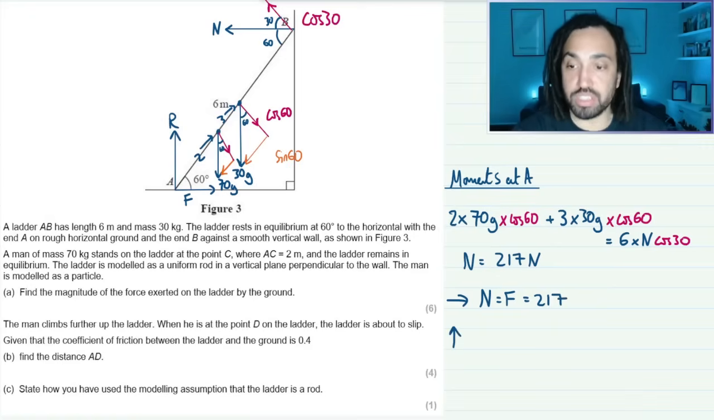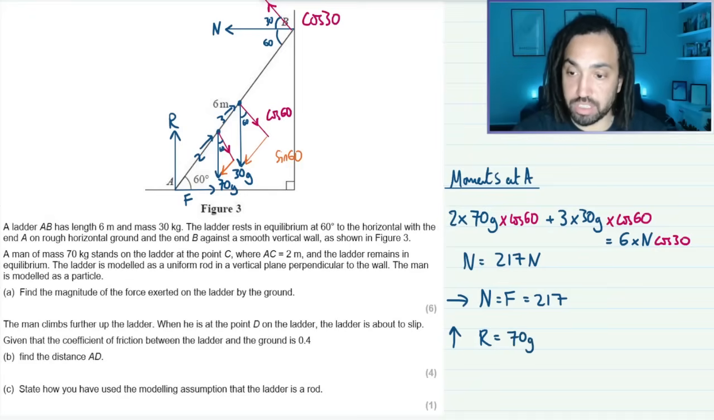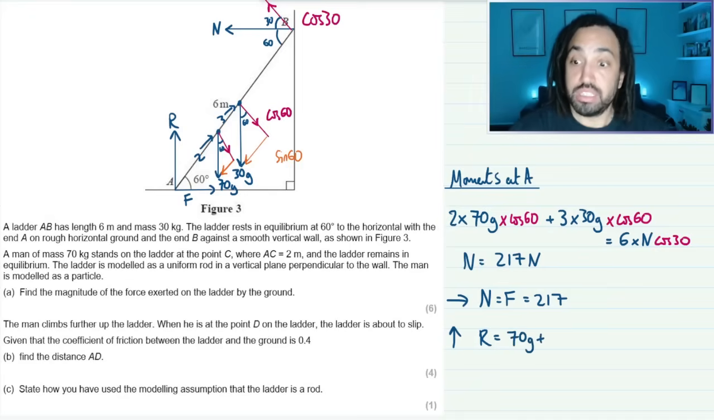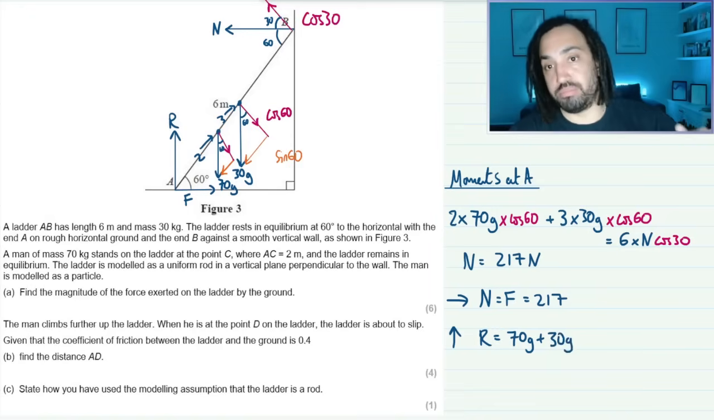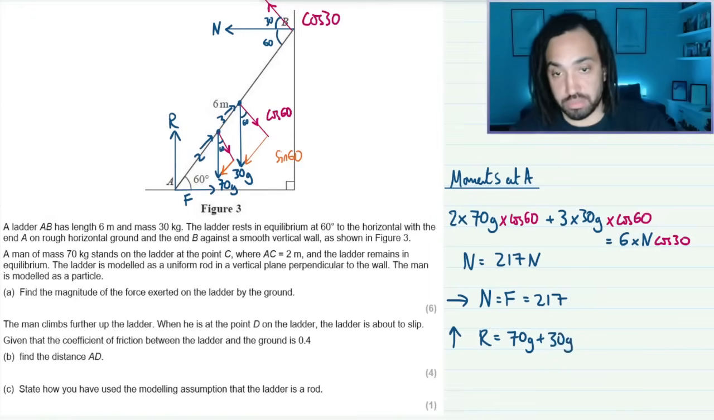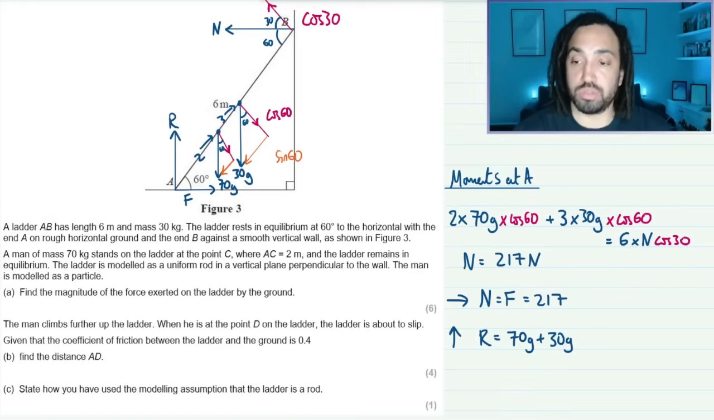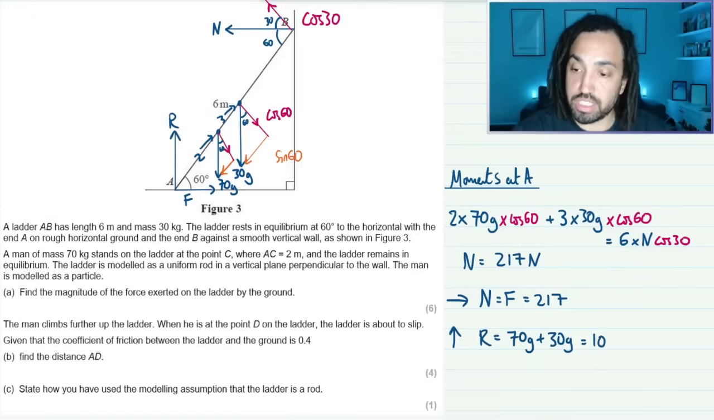Okay, and then let's look vertically, and we have R going up, and the only forces we've got going directly vertically are 70g and 30g. All the other forces are horizontal forces, so they have zero vertical component. So that's 100g.